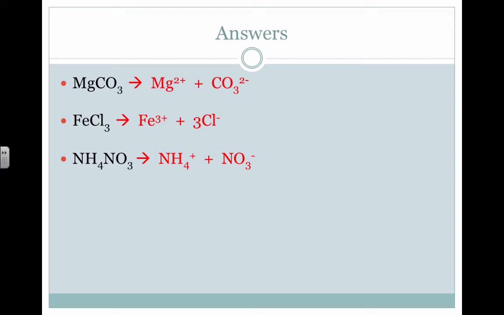Here's what you should have gotten. Notice in example 2, FeCl3 has a 3-to-1 ratio between chloride and iron.